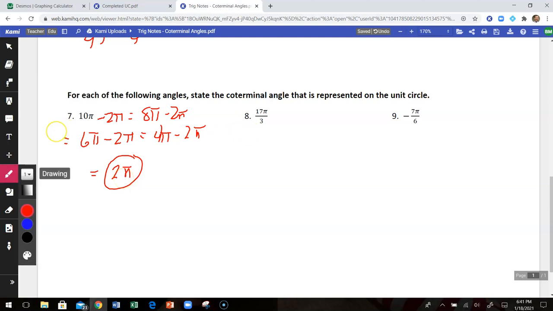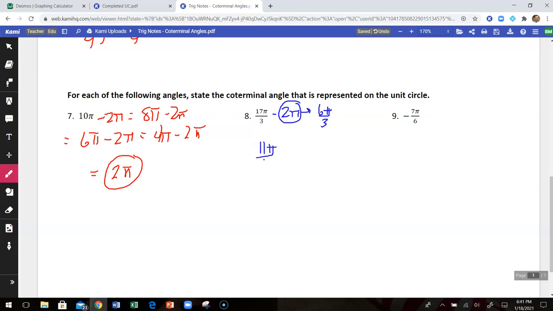Okay, 17 pi over 3, same concept. 17 pi over 3 is bigger than 2 pi, because 17 divided by 3 is bigger than 2. So I want to subtract 2 pi from this. Remember, if your denominator is 3, you want to think about 2 pi as 6 pi over 3. So if I take 17 minus 6, I get 11 pi over 3. That's still too big, so I want to subtract 2 pi again, or subtract another 6 from the numerator. That's going to give me 5 pi over 3. This is on the unit circle.